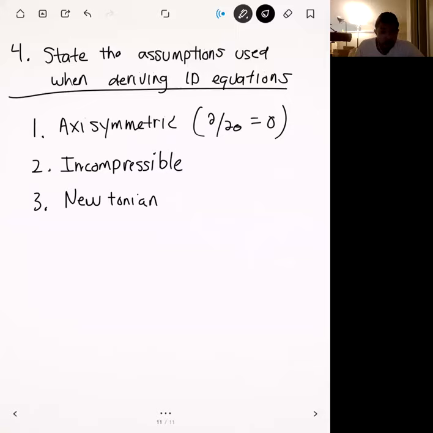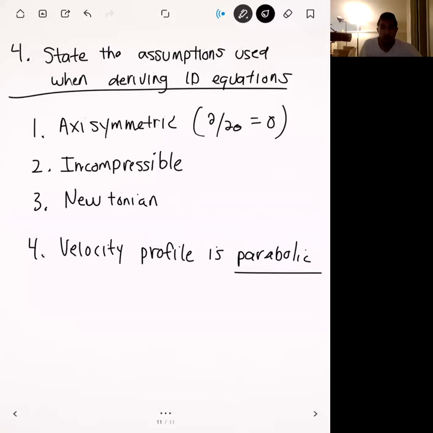Let me see what other assumptions we make. I think those are the main ones. Oh, another big one: one big assumption that we made later on was that we had to assume a shape of the velocity profile. For this one we basically took a page from our Navier-Stokes solution, and we just assumed that the velocity profile was parabolic.